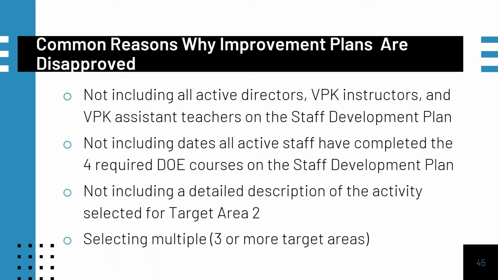And if you select multiple, that means 3 or more target areas. Remember, you only need to select 2 target areas. For target area 1, you're going to select either staff development plan or developmentally appropriate curriculum. And for target area 2, you can select any of the 6. Or developmentally appropriate curriculum if you selected staff development plan, and vice versa.